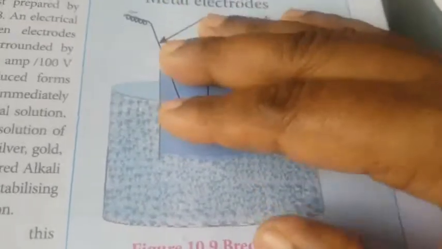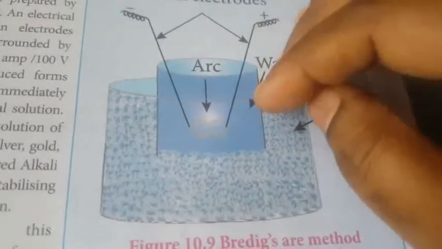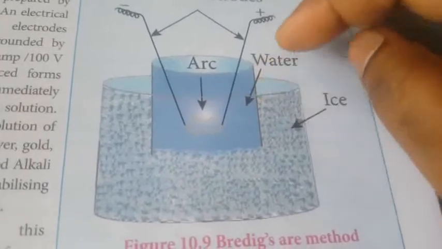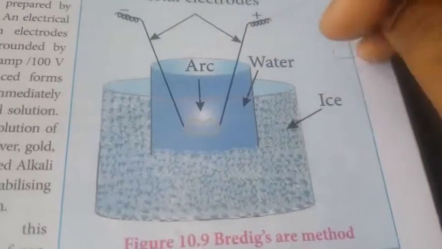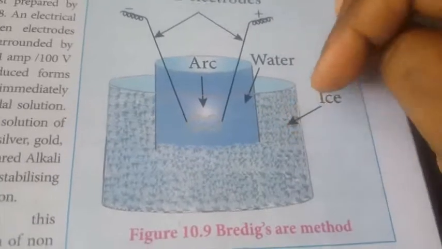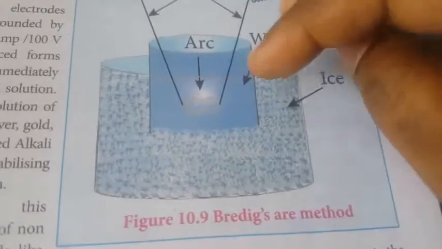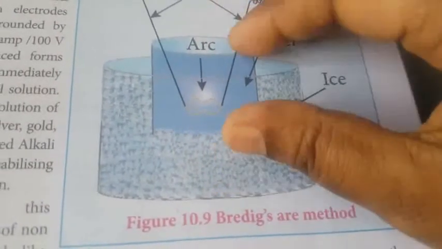After this, Svedberg modified the method for the preparation of colloids in non-aqueous inflammable liquids like pentane, ether and benzene, using a high frequency only by this method.